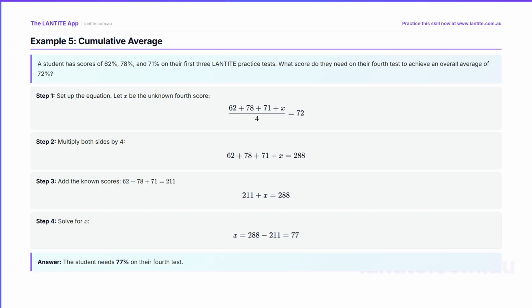This is a cumulative average problem, which is a common LANTITE question type. A student has scores of 62, 78, and 71% on 3 practice tests. They want an overall average of 72%. We let x be the unknown 4th score and set up the equation. The sum of all 4 scores divided by 4 equals 72. Multiplying both sides by 4 gives us 288. The 3 known scores add up to 211. So x equals 288 minus 211, which is 77. The student needs 77% on their 4th test.